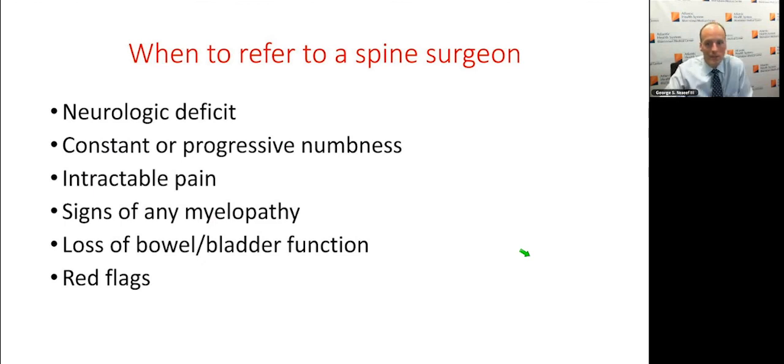So in summary, I guess when to refer to a spine surgeon: any neurologic deficit, constant or progressive numbness or tingling, intractable pain, any signs of myelopathy, loss of bowel or bladder function, red flags that I went over before that correlate with new onset of neck pain.